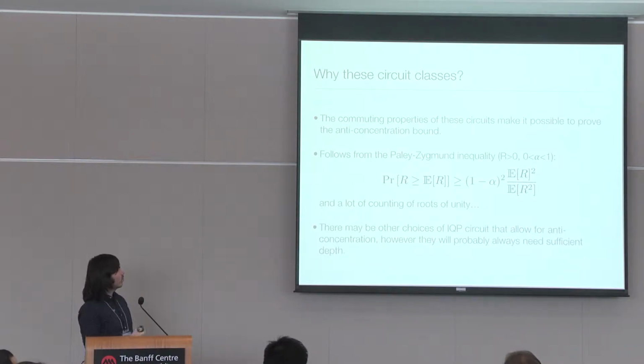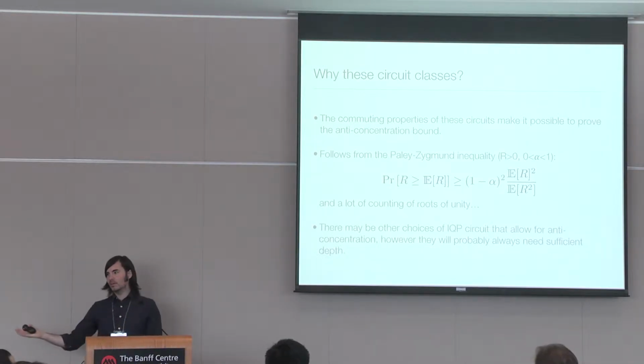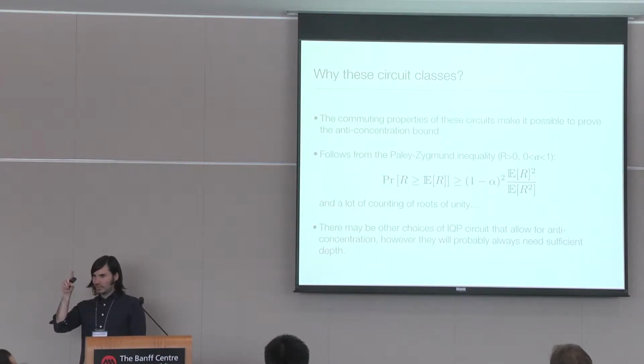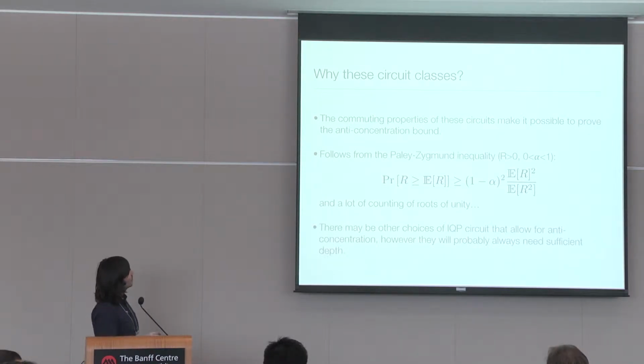All right, like I said, so why do we choose particularly these circuit classes and not, say, some other class of IQP circuits or just some other class of quantum circuits and try and run this sort of argument? Well, it turns out that the commuting properties of these circuits, the fact that we have all these mutually commuting gates in the circuit, makes it easier to do computations on the output probability distributions of these circuits. The proof of the anticoncentration follows from the Paley-Zygmund inequality and a lot of counting of roots of unity, as you can probably imagine.